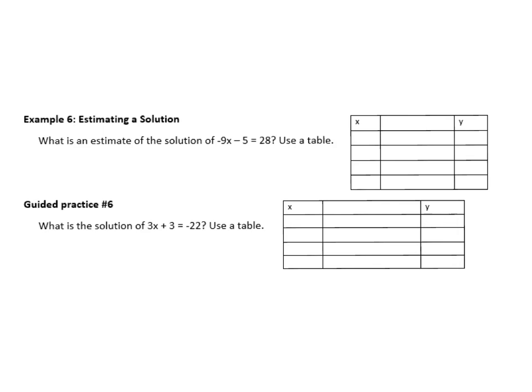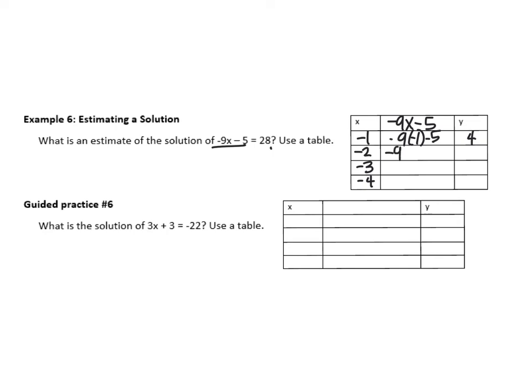Alright, last example, you're going to estimate a solution using a table. So this is when you do your table and you don't actually get an exact value. So we're going to take our equation, put it in the process column, and choose some x's that we think will work. The ones they give us are -1, -2, -3, and -4. When we plug those in, -9 times -1 is 9. 9 minus 5 is 4. What I'm supposed to get out is 28.